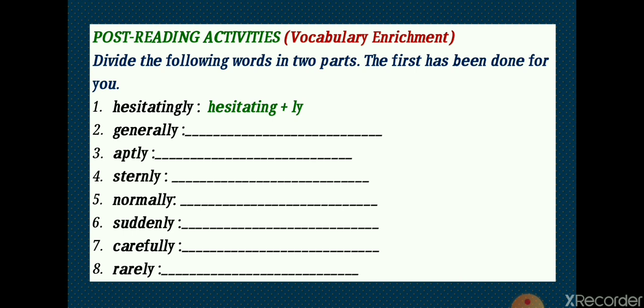Very good. Now, the third word is quite easy for you. Aptly. It is apt plus ly. Number 4. Sternly. It is stern plus ly. Very good. I'm sure you are able to guess number 5. Normally. It is normal plus ly. Number 6. Suddenly. Sudden plus ly.